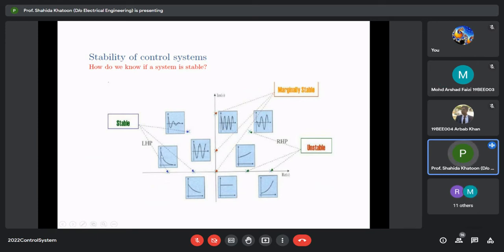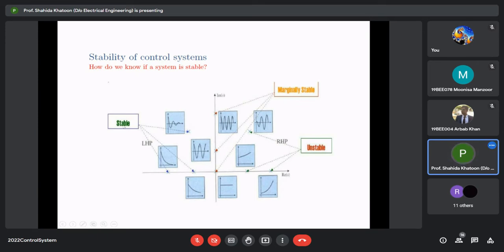Now, if we have poles and zeros in the left half of the S plane, then the response decays down. The steady state response decays down to 0, and that is the desirable condition. That is what we want. Therefore the system is stable. So if the response is exponentially decaying like this, then the system is stable.